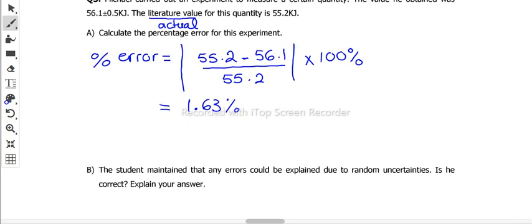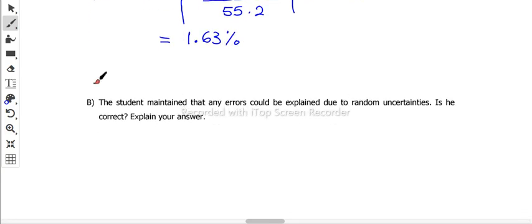Now the second part, question B: the student mentioned that any errors could be explained due to random uncertainties. Is he correct? Explain your answer. In order to look for what types of errors are presented, random, systematic, or both, we need to make a small comparison between the percentage error and the percentage uncertainty. So the first step is to find out the percentage uncertainty of the experimental value.